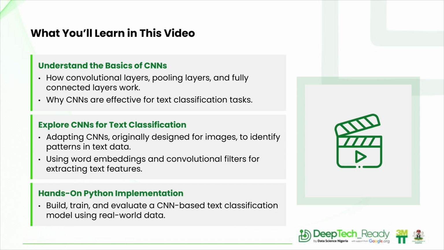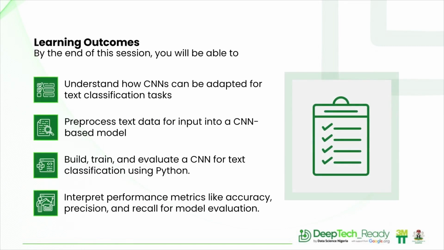By the end of this session, you would be able to understand how CNNs can be adapted for text classification tasks, and pre-process text data for input into a convolutional neural network-based model. You should also be able to build, train, and evaluate a CNN-based model for text classification using Python. You should also be able to interpret performance metrics like accuracy, precision, recall, and F1 score for model evaluation.